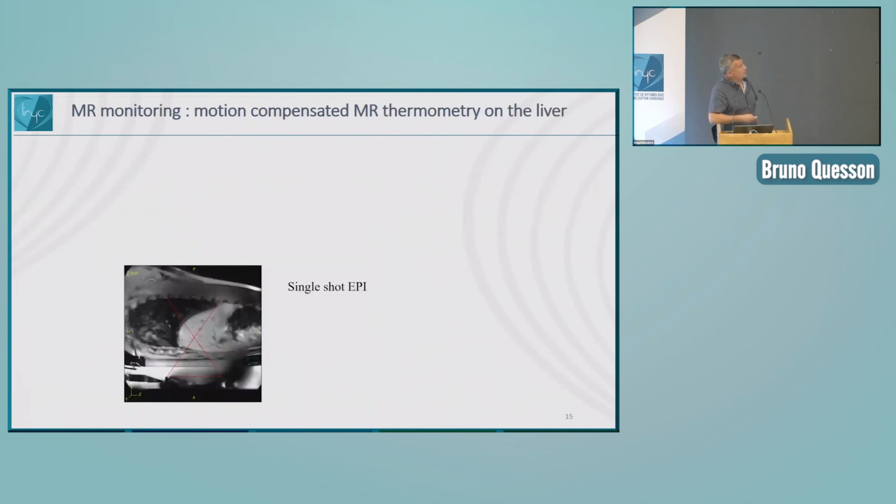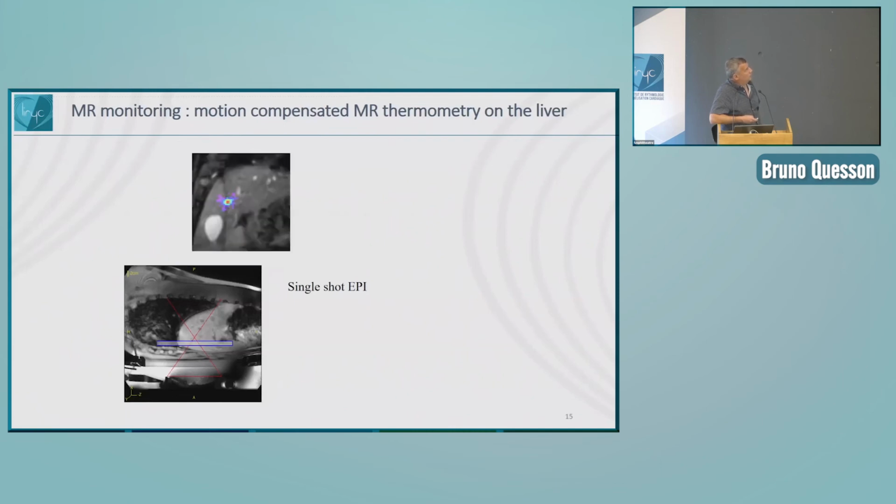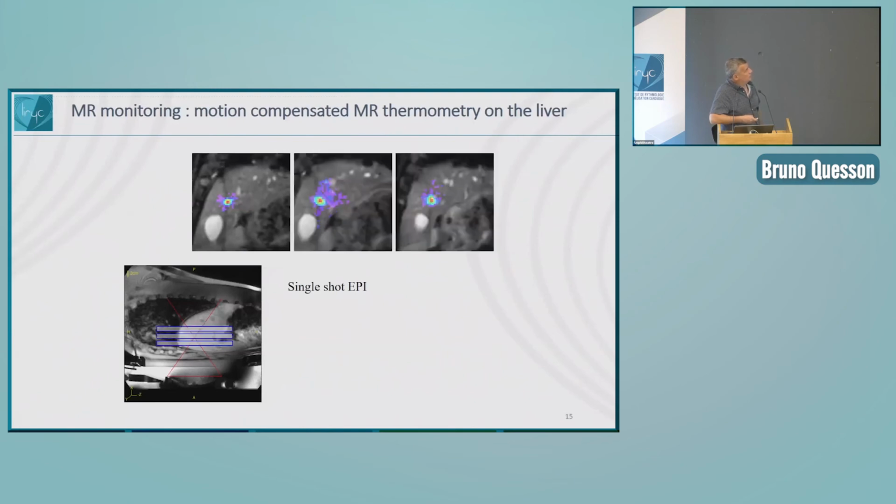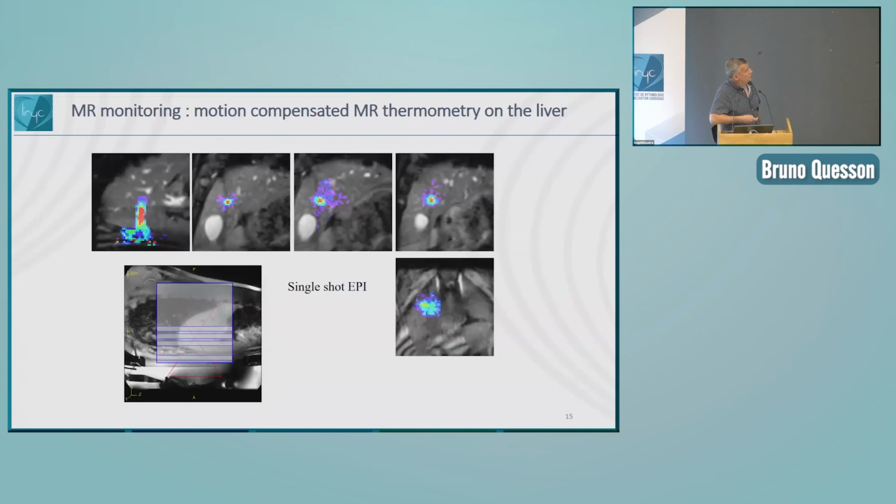So this was combined with MRI. This is an example of experiments we did in my previous lab with a Philips platform designed for the treatment of uterine fibroid, and we developed a research project to evaluate if we can do that in the liver. So using fast acquisition, single shot EPI, you can map the temperature in different regions.